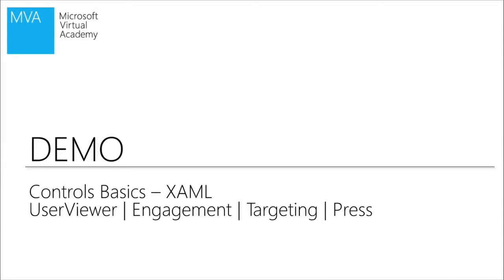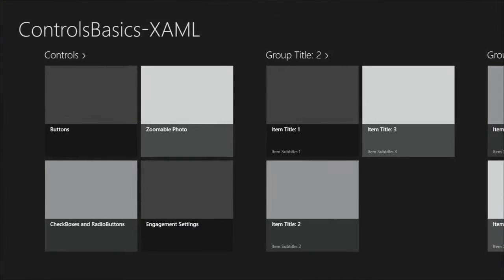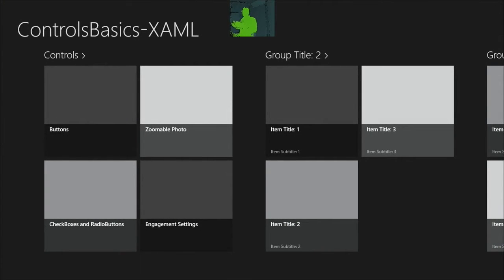We'll look at user viewer, engagement, targeting, and press inside of Controls Basics XAML. And we have 3 samples in the public preview: Controls Basics XAML for a store application, Controls Basics WPF for a desktop application, and we also have Controls Basics DX for a DirectX-based application that happens to be store-focused. Let's take a look. We're going to run Controls Basics XAML. I've got it pre-built and pre-installed on my machine. Once again, as Ben showed you in Module 1, if you ran the SDK browser, you'd find that and you'd install it and run it.